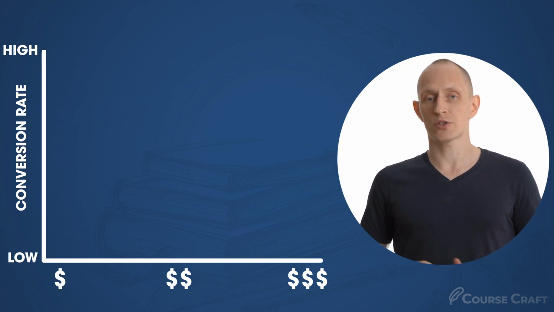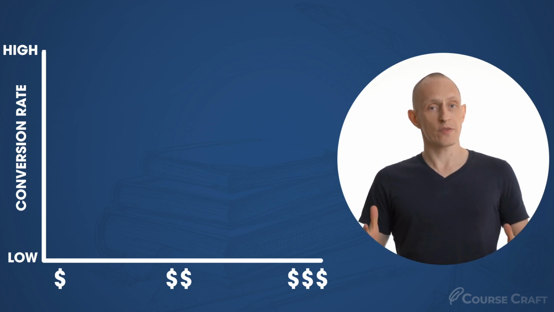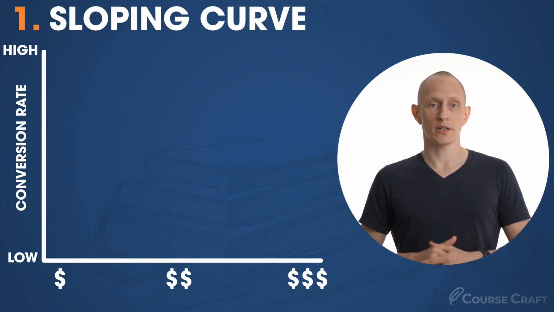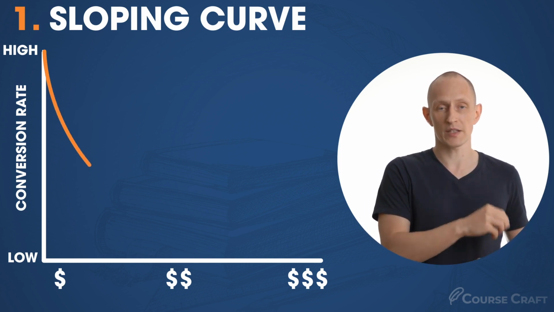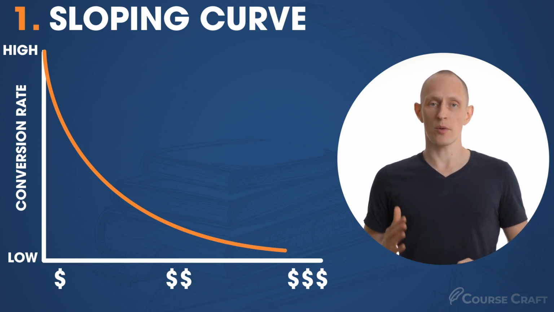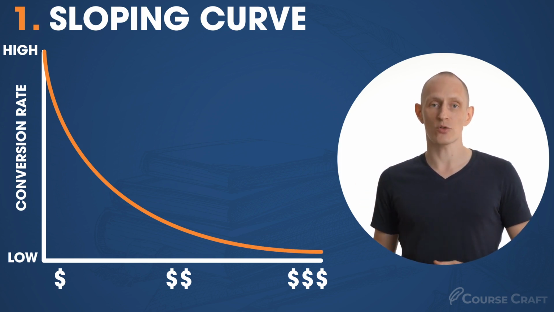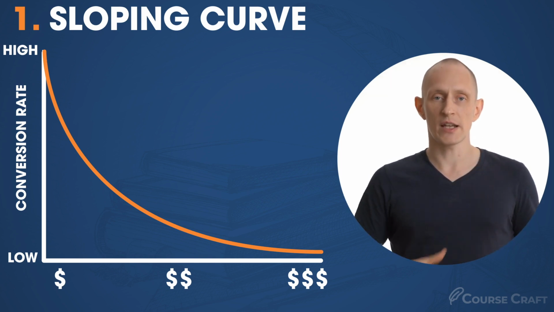There are 3 factors that we have to take into consideration to get a more accurate graph. The first factor is that there is a sloping curve here, which is to say that early on, if we go from a smaller price to a slightly higher price, we will see a larger drop off in conversion rates than later on, going from a medium price to a high price. So there's kind of a gently sloping curve, not a straight line.